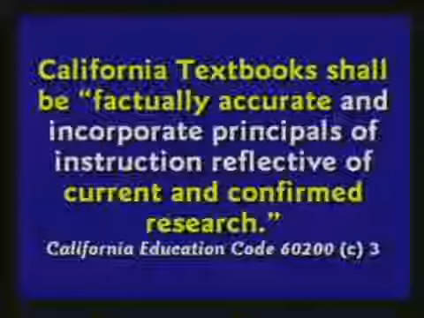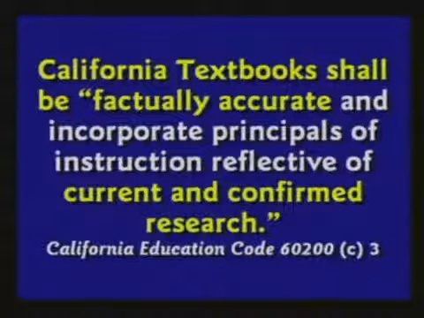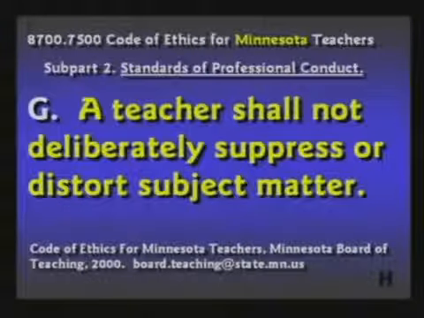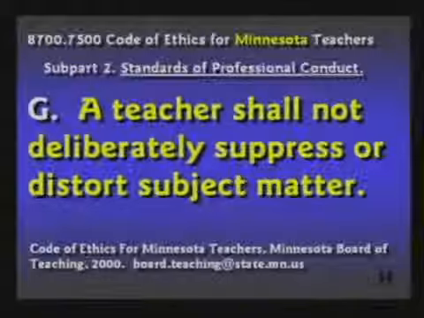So does California. California textbooks shall be factually accurate and incorporate principles of instruction reflective of current and confirmed research. Minnesota says a teacher shall not deliberately suppress or distort subject matter. Those are all good laws. The problem is no states enforce them.